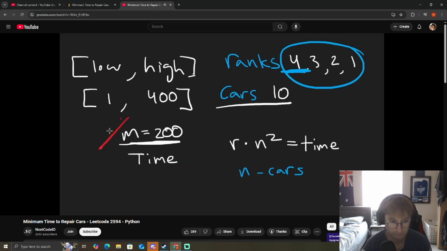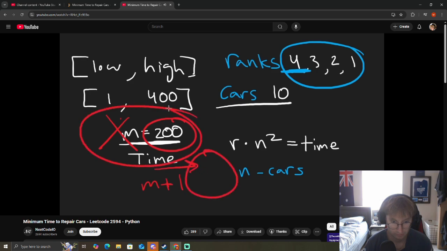Otherwise, if this is not good, that means that 200 minutes is not enough time for us to repair all 10 cars, then we need even more time. So we would shift our left pointer from here to be mid + 1 because we need even more time than 200. We're going to start searching on the other side of it. So that's going to be the general idea here.